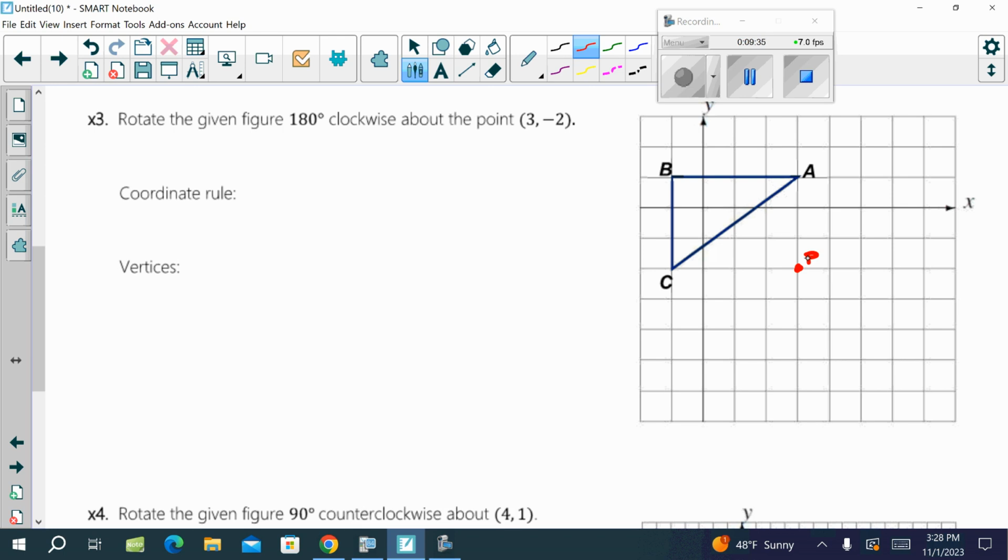Okay, so what I would do with the patty paper, I'll teach you this way first. Put the patty paper down. Okay, you need to trace everything essentially. So that means you need to trace the point P, you need to trace the triangle ABC, and you also need to trace the X and Y axis. So that way you can see what quadrants are where.